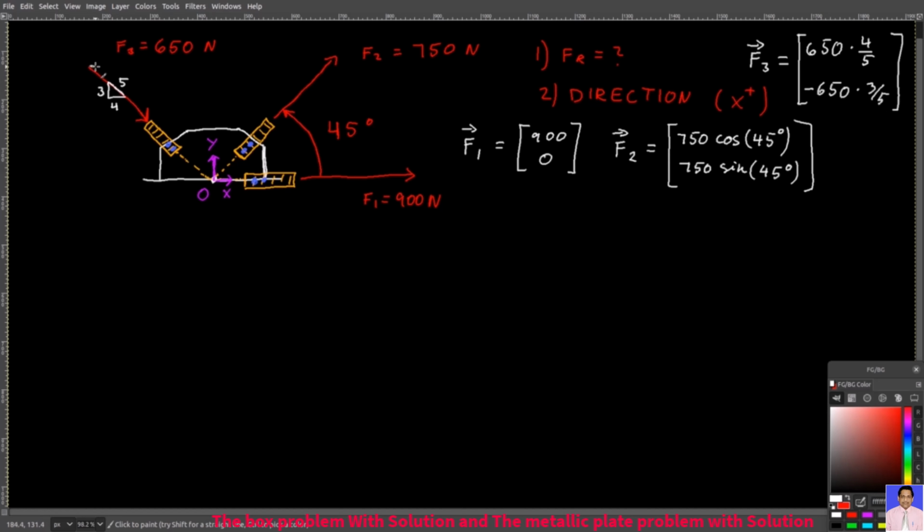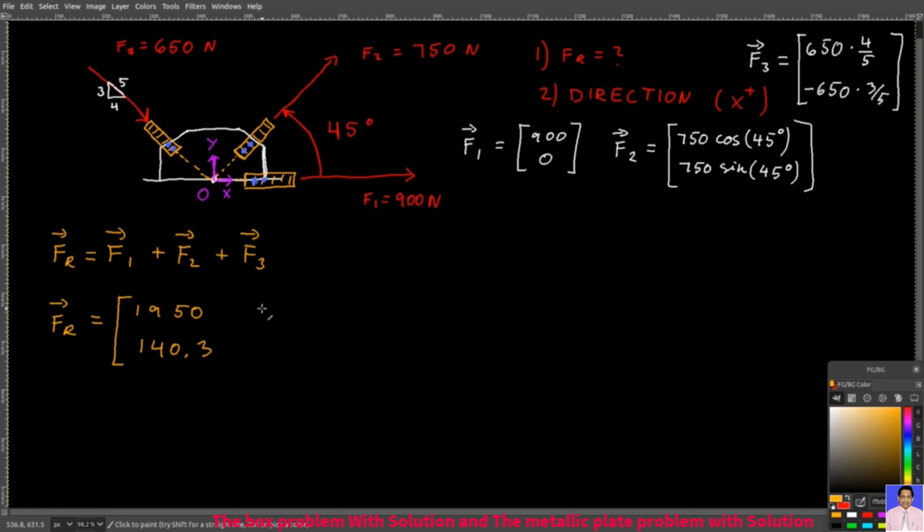You can see that the x component for this vector is positive and the y component is negative. And now all you have to do is add up these three vectors. If you do that, then you will have 1950 newtons in the x direction, 140.3 newtons in the y direction.